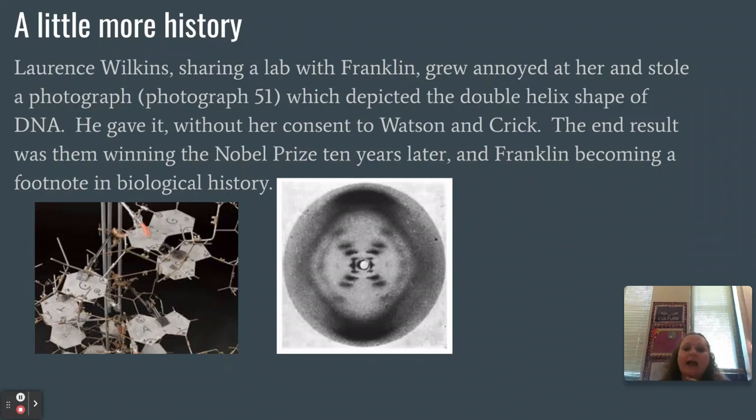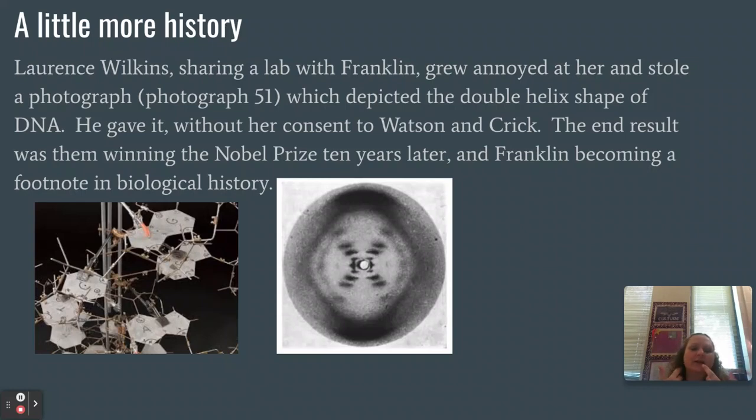Initially, when she's hired, she was hired to work in a lab and to run a lab along with Lawrence Wilkins. The two of them did not get along at all. Franklin thought she was the boss, and Wilkins thought he needed to be the boss because he was not going to take directions from a woman, particularly one that he disliked. Meanwhile, Rosalind Franklin is using X-ray crystallography. Essentially, she is crystallizing DNA, shooting X-rays at it, and taking photographs of that using this X-ray technology.